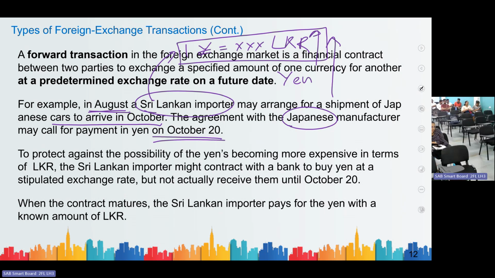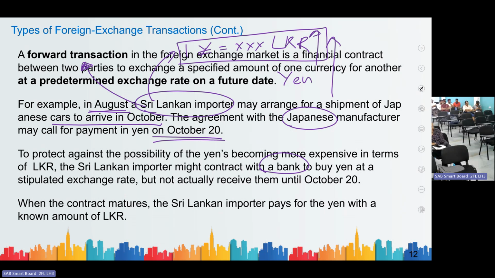No. The Sri Lankan importer predicts that yen will appreciate. That means the price of yen in terms of LKR will go up in future. It's not beneficial for the Sri Lankan importer. So to avoid that disadvantage, the Sri Lankan importer enters into a forward contract and decides a predetermined exchange rate, which will be lower than what will actually happen in the future. To protect against the possibility of yen becoming more expensive in terms of LKR, the Sri Lankan importer might contract with the bank to buy yen at a stipulated exchange rate.